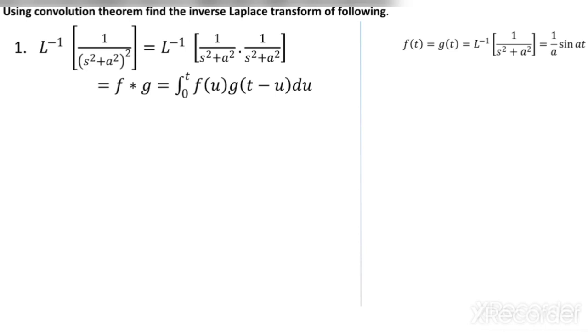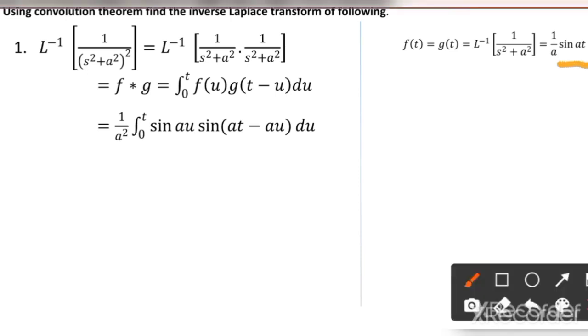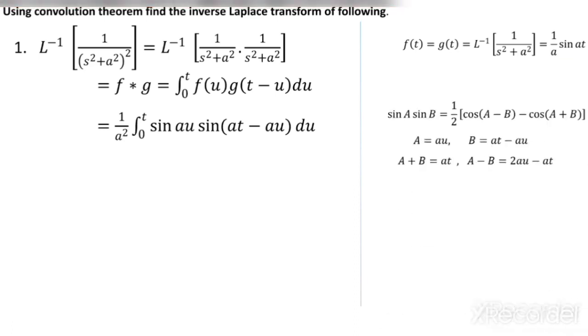Just substitute. f of u is sin au, and in g of t minus u you replace t by t minus u, that is sin of at minus au. 1 by a is anyhow a constant in both, so 1 by a square I have taken out. Then integrate by using the sin a sin b formula. What is the sin a sin b formula? Half into cos of a minus b minus cos of a plus b.